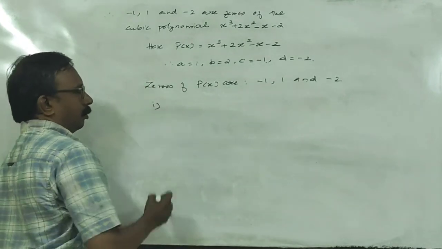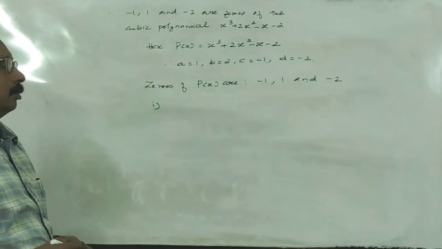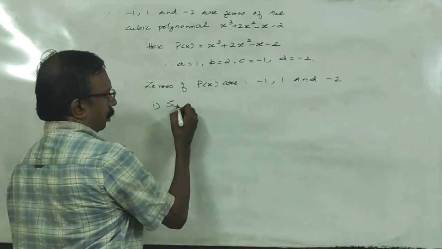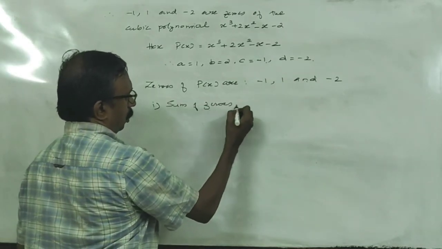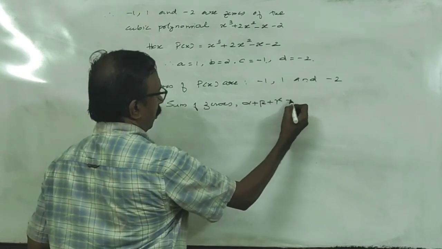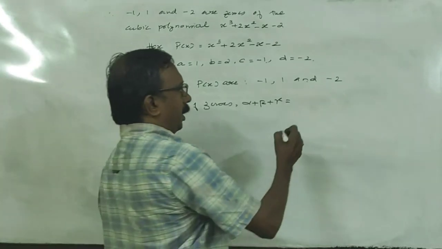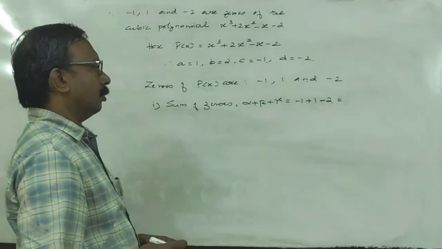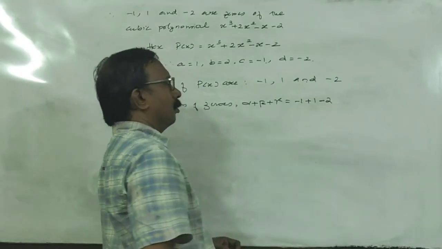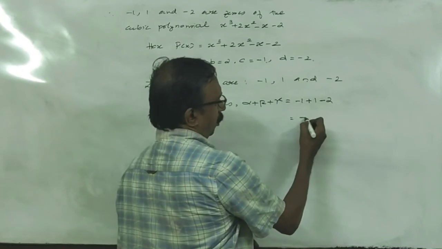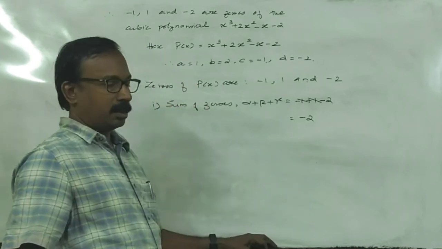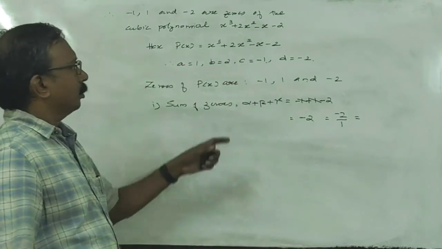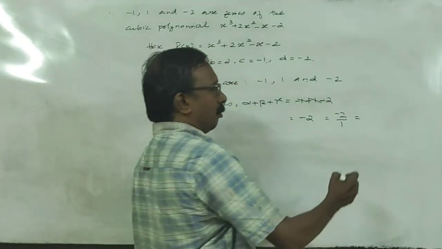Now first one, sum of zeros, alpha plus beta plus gamma is equal to minus 1 plus 1 minus 2, that is equal to minus 2, plus 1 and minus 1 get cancelled. Here minus 2 can be written as minus 2 by 1, 2 is b, therefore it becomes minus b by a.